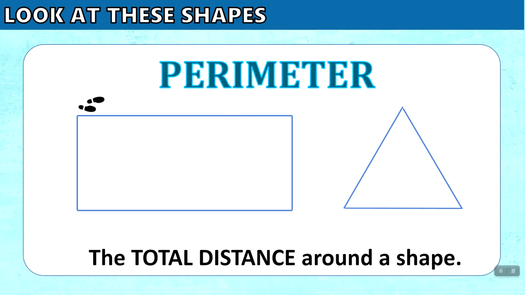If we started off here with the shoe prints and we walked all the way this way and we turned and then we walked all the way down this distance and then we turned again and we walked all the way back and we turned once more and we walked all of this distance back to where we started, we would have walked through a total distance known as the perimeter.